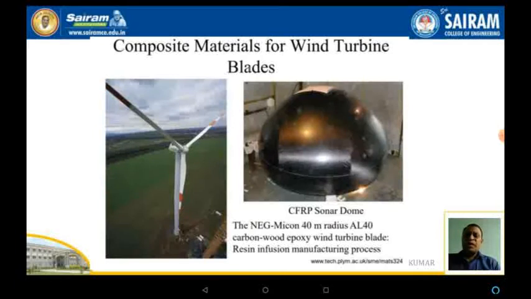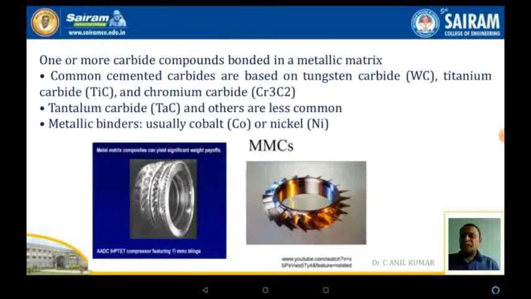The composite materials for wind turbine blades. The most common application in the case of renewable engineering is the wind turbine. In the wind turbine, the blade length runs to several meters. If these blades are manufactured or fabricated using metallic material, then weight is another factor. To reduce the weight in these cases, the blades are fabricated using composite materials.